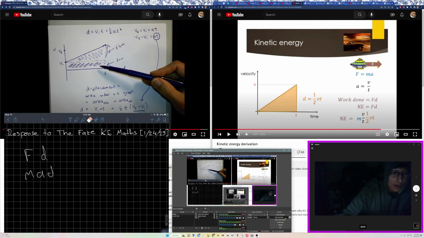Anyways, the kinetic energy should be using this formula right here, which is V. For V, they should be replacing it with V initial times T plus 1/2 acceleration times T squared, rather than merely 1/2 vt. Then the formula would be more complicated. But they like their v squared.